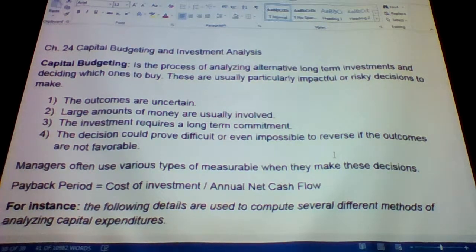I am in charge of online creation of tutoring content for AC 200 and 201, and this is going to be Chapter 24's video on capital budgeting and investment analysis.